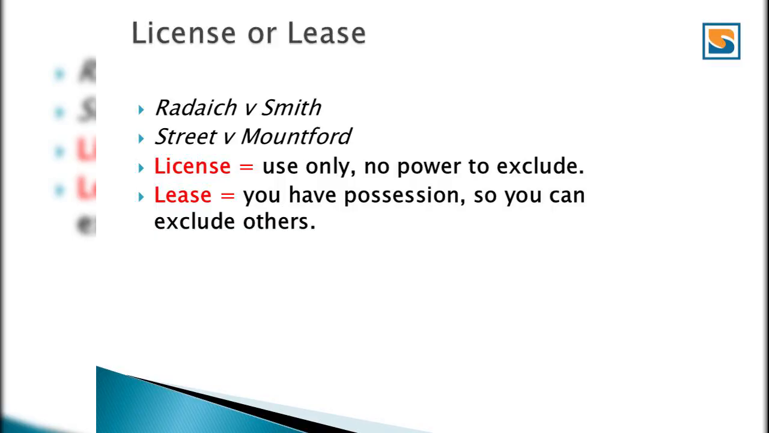When you have a license, you can use someone's property, for example, to stay in a room, but you cannot stop other people from coming in or using it too. In the case Radaich v. Smith, the court said this clearly: a license is just permission, not control. In Street v. Mountford, the court said if you actually have exclusive possession, meaning you alone control the space and can keep everyone else out, then it is legally a lease, not just a license.